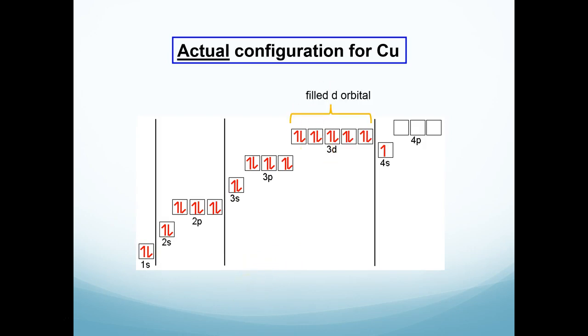Okay, so we have a filled d orbital, and again, that allows for some extra stability. It's going to be lower in energy. If I have copper that is an ion with a +1 or +2, I'm going to start removing the 4s first, and then I can go back and remove the 3d.